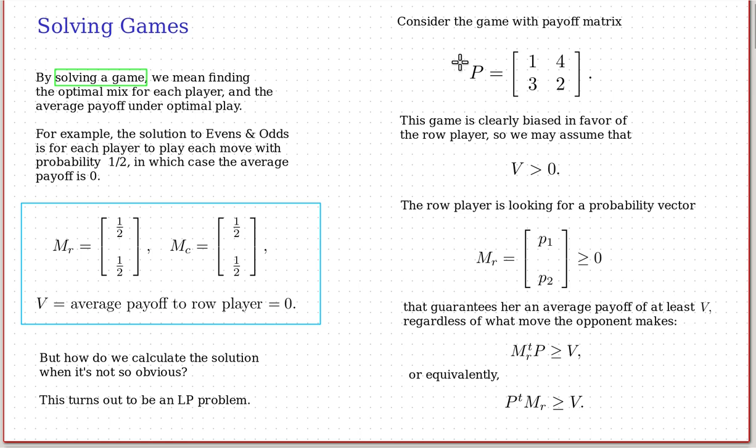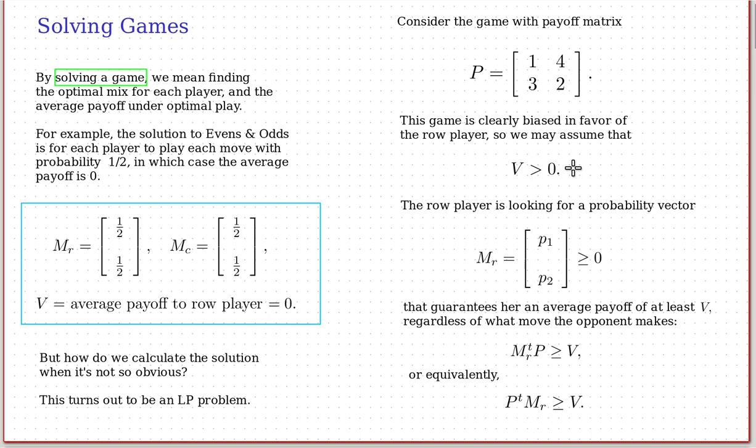So in this case, notice that all the payoffs are positive, right? So the row player literally cannot lose. In fact, the row player cannot even break even. The row player always wins money in this game, right? So clearly this game is biased in favor of the row player, so it's safe to assume that the value of V is positive, right? That the average payoff to the row player is going to be greater than 0. Okay, that will be important in a minute in doing the algebra.